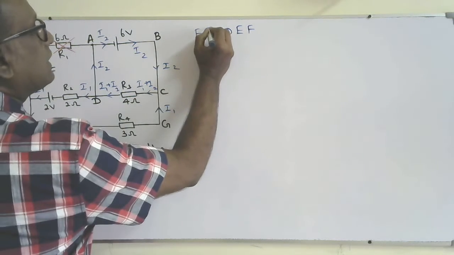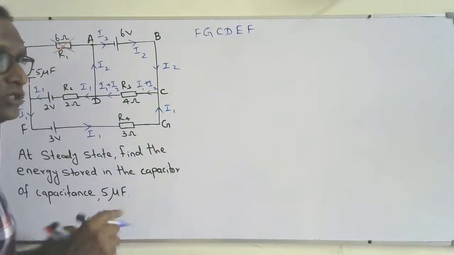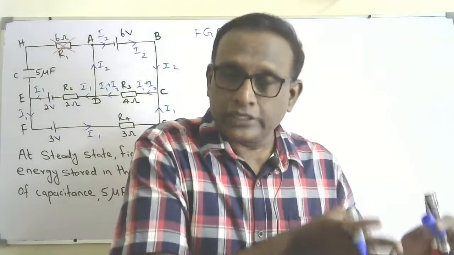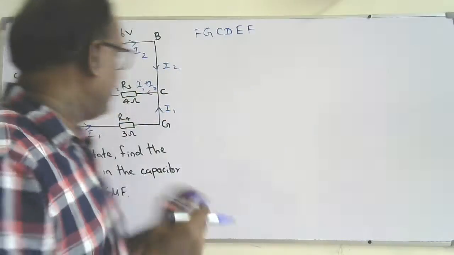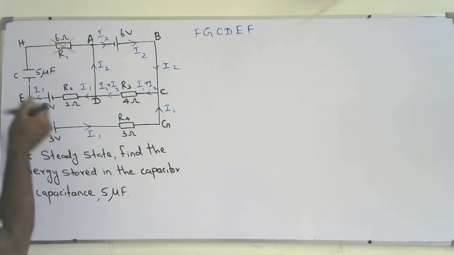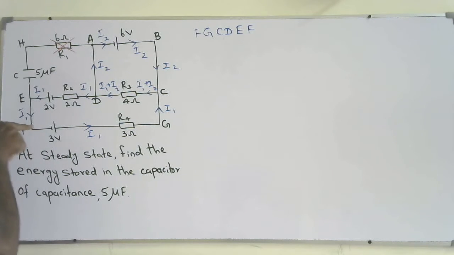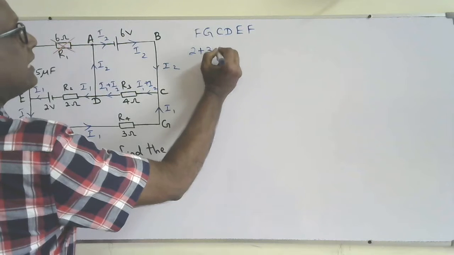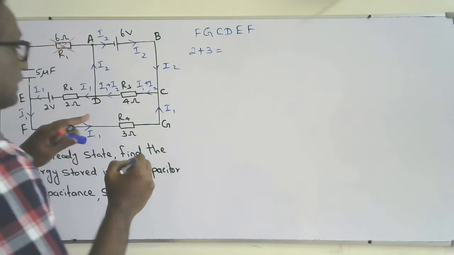I am using Kirchhoff's second law. Total EMF in that closed circuit is equal to the total potential across the components. Total EMF in this closed circuit: this one is coming in this direction, and here also the EMF will be in this direction. So 2 plus 3 is equal to the total current flow.